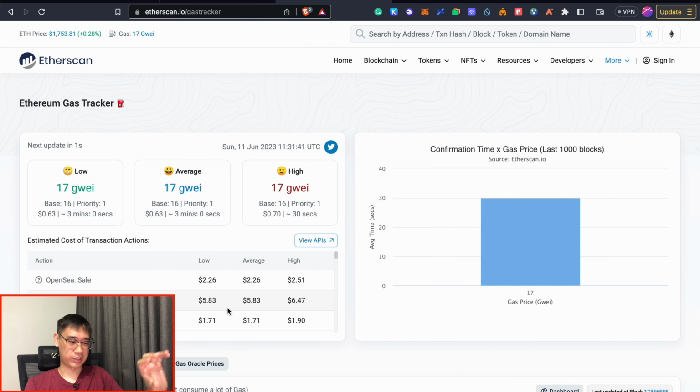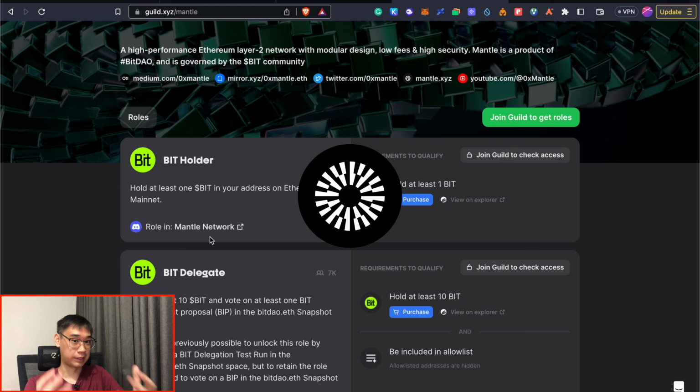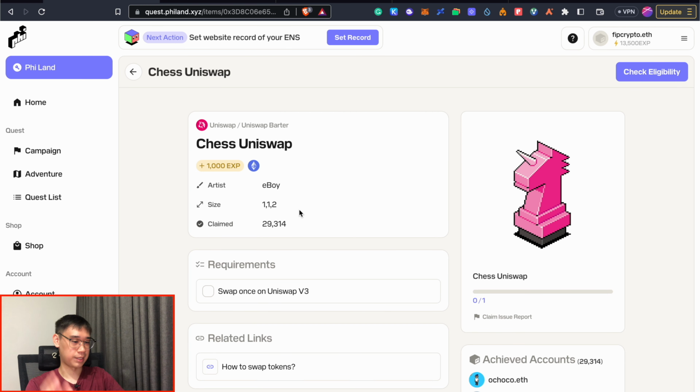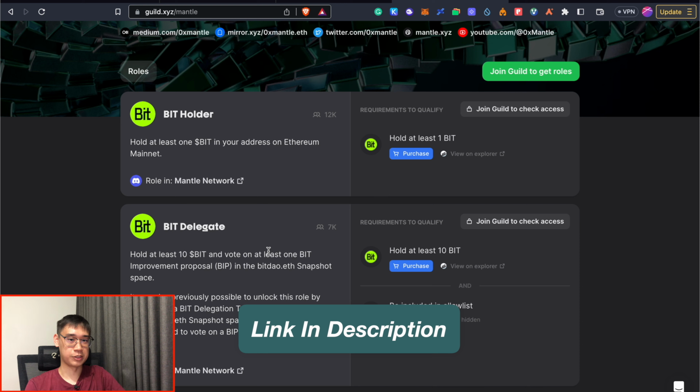Even when the gas is quite low, you need to pay almost $6 worth of Ethereum to complete that swap. The swap that I'm intending to make is to purchase at least 10 BIT tokens, as this could possibly help with the Mantle airdrop maybe coming in the future. Initially, I did not want to perform this swap because the gas fees are too high, but since I'm able to complete this quest, as well as get the BIT delegate role, it is slightly more worth it to perform this transaction. So if you'd like to find out a bit more about the Mantle airdrop, you can check out the link in the description below, where I go through some of the tasks that you can perform on this layer 2 network.